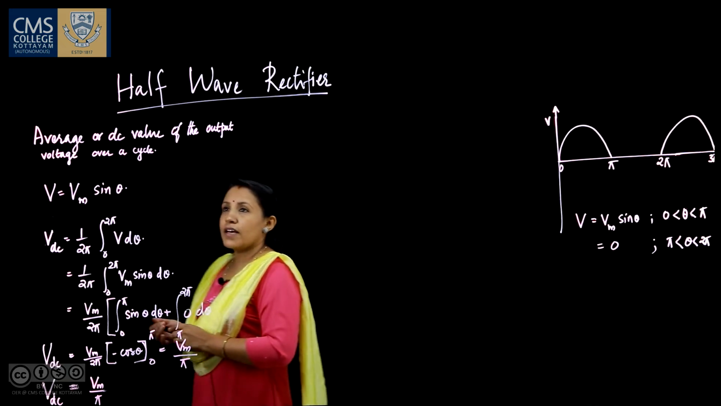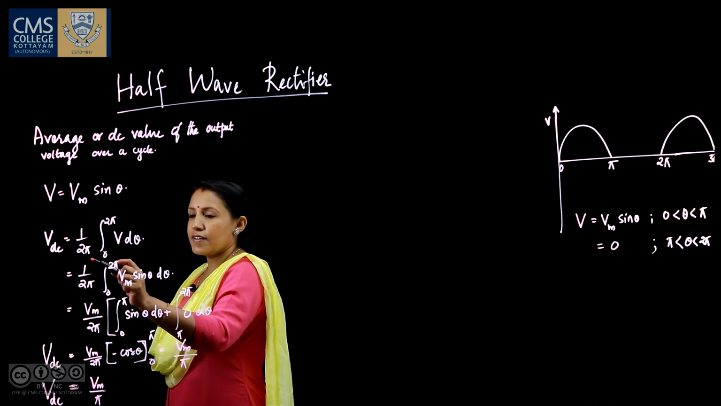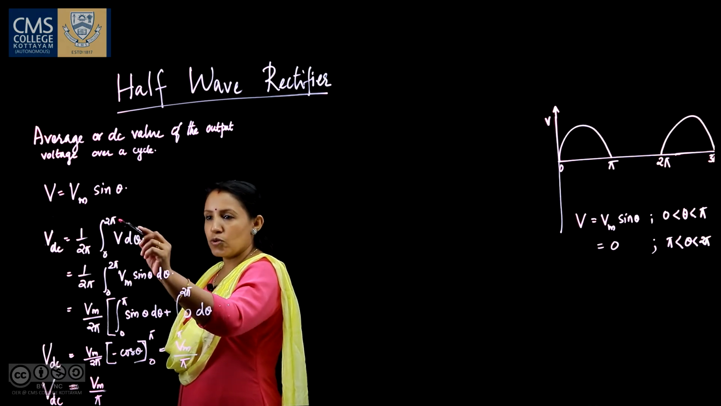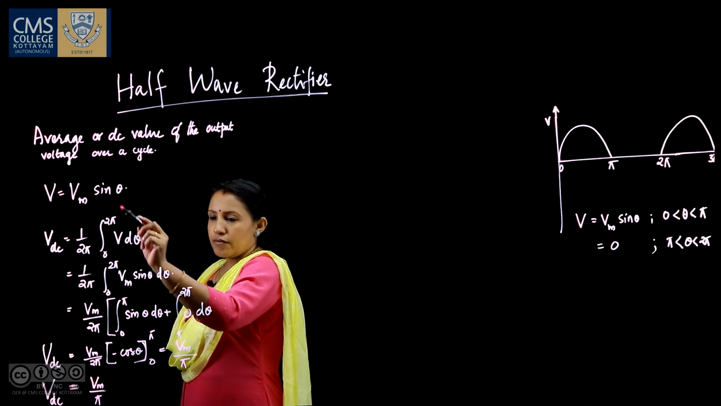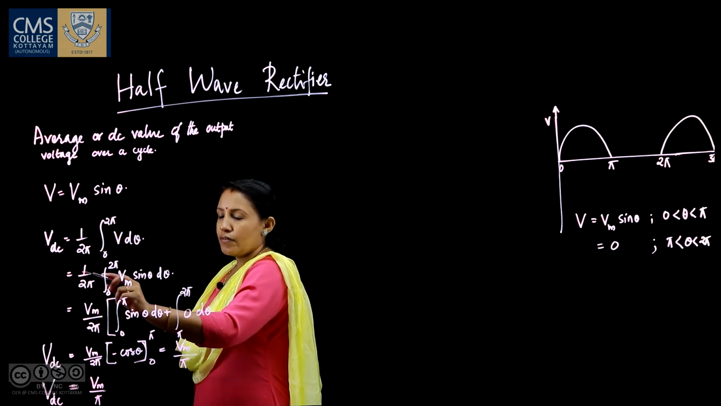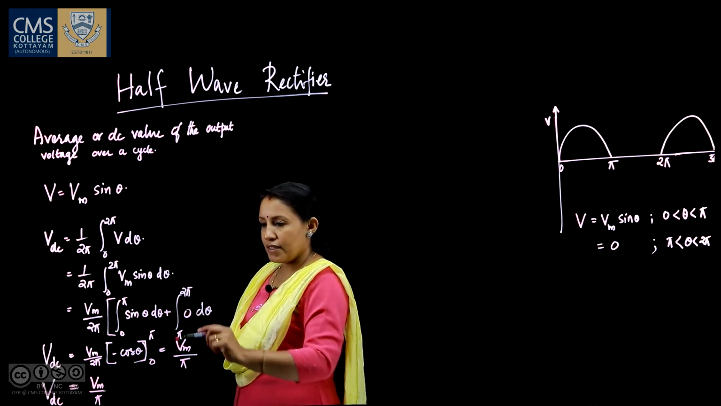So let us take the average or the DC value of the output. It is taken as VDC is equal to 1 by 2 pi integral 0 to 2 pi V d theta. Substituting the value of V from this equation here, we get VDC is equal to 1 by 2 pi integral 0 to 2 pi Vm sin theta d theta.